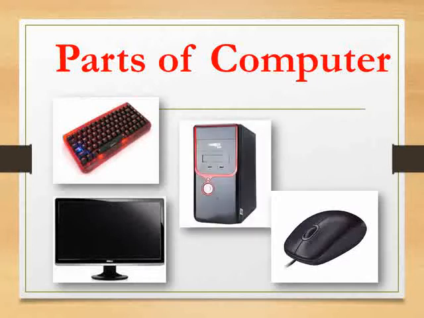The fourth part is CPU. It is Central Processing Unit. This is the brain of computer. All the processing is done by the CPU. So there are four main parts of computer, that are keyboard, mouse, monitor and CPU.